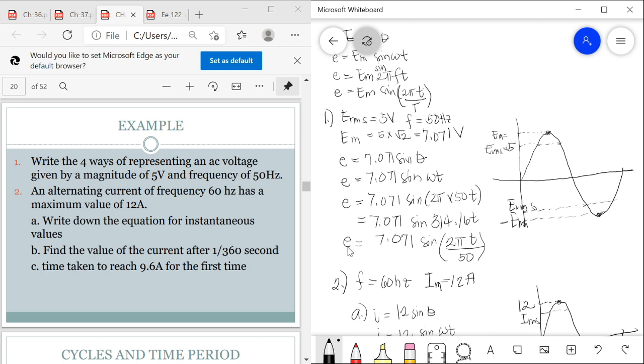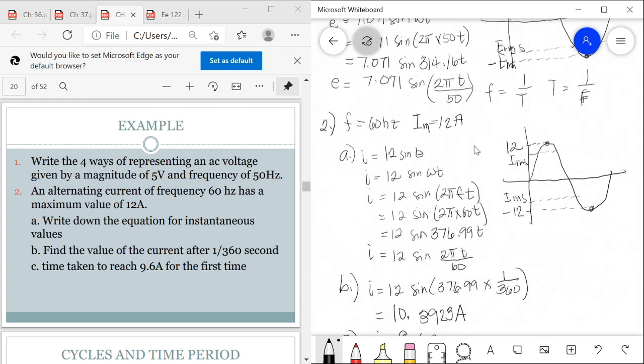Last equation is E is equal to 7.071 sin 2 pi multiplied by time divided by the period, kasi f is equal to 1 over T, so T is equal to 1 over f, so over 50 hertz. So these are the 4 equations.